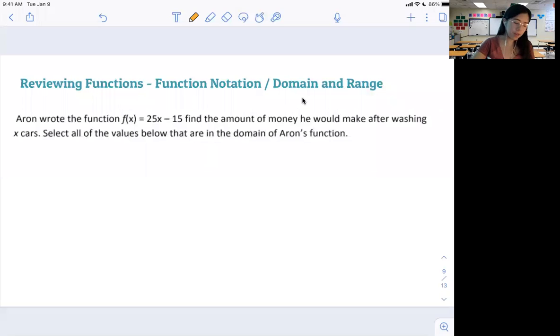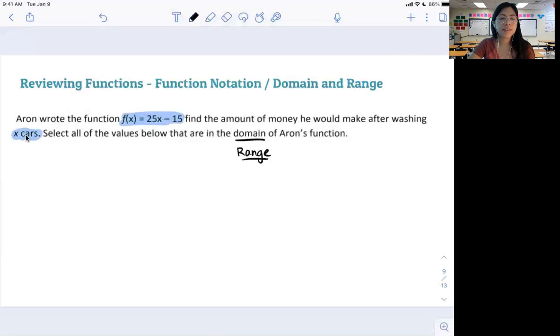So this used to be a multiple choice question, but I turned it into not a multiple choice question. What I actually want to do is not only the domain, but I also want to figure out what the range is. So we're going to talk about both. But the most important thing is that we have an equation, and this is a real world problem, so the equation actually means something. Let me read it again. Aaron wrote the function f of x equals 25x minus 15 to find the amount of money he would be making after washing x cars. So guess what? It tells us what the x's represent.